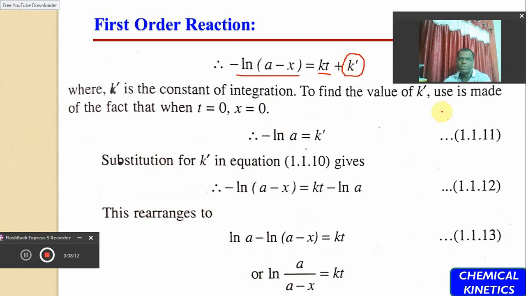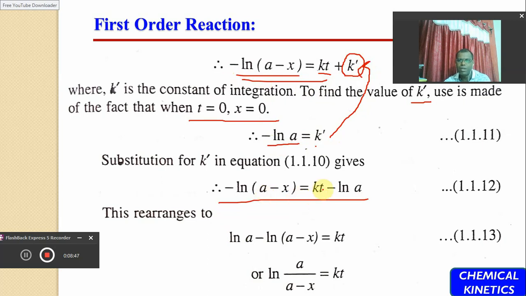Now we find the value of this constant of integration, k prime. We will use the condition when time t is equal to 0: no product is formed because no reaction has started at time t equal to 0, so the value of x will be 0. If we put t equal to 0 and x equal to 0 in this equation, we simply get minus ln of a is equal to k prime. Putting this back, we get minus ln of (a minus x) is equal to k into t minus ln of a.